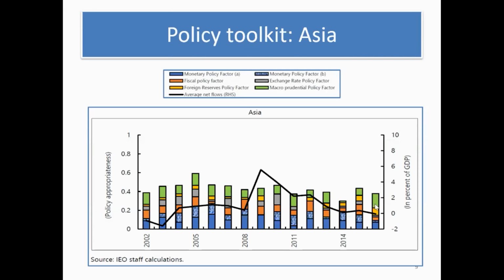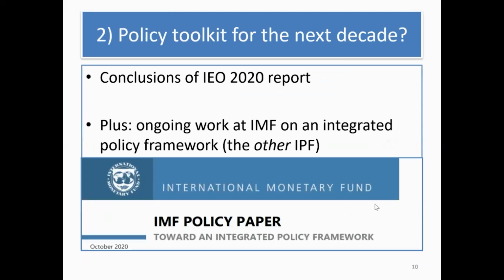Namely, it's not as though a country said, I'm just going to use green, which is macro-pru, or I'm just going to use intervention, which is the yellow. Typically, over the last 20 years, this is an average across Asian EMs, all levers have been adjusted and generally in the right direction. So based on this, what should the policy toolkit be for the next decade?